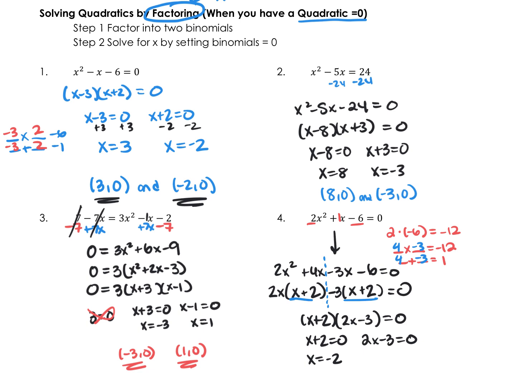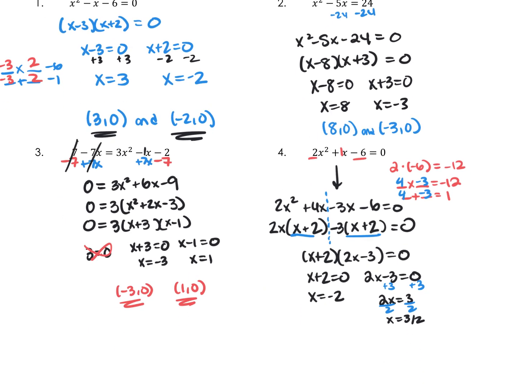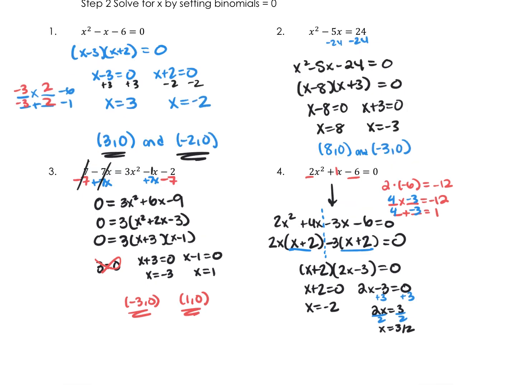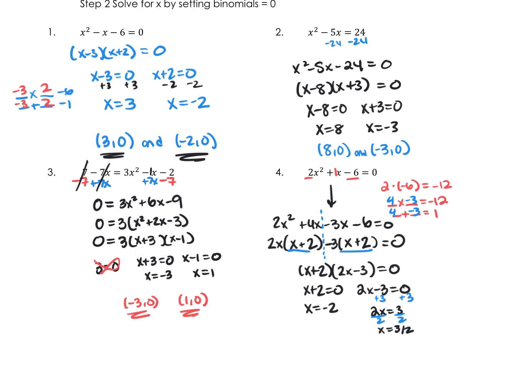This one you're probably actually going to have to solve out. You probably aren't going to be able to do that one in your head. How do I solve this equation? What am I going to have to do first? Add 3, then divide by 2. So here, x is equal to 3 halves. So we've got 2 answers here, negative 2, 0, and 3 halves, 0.